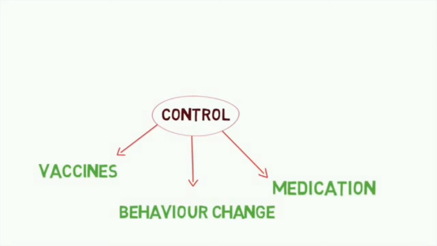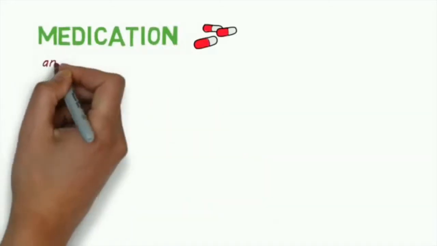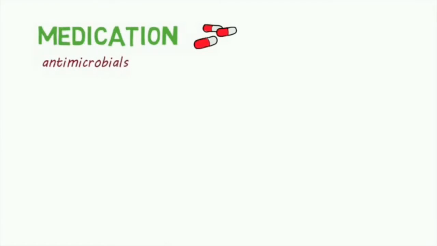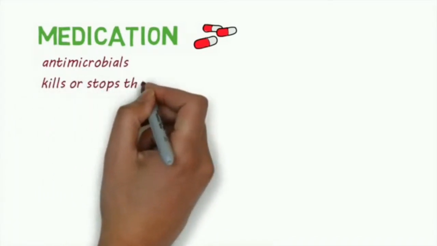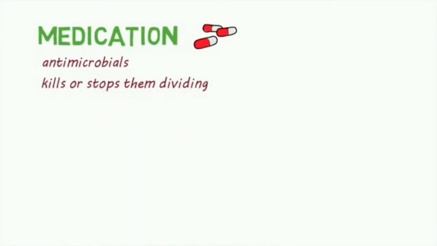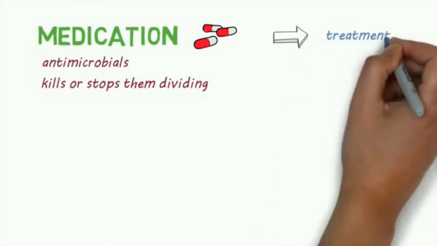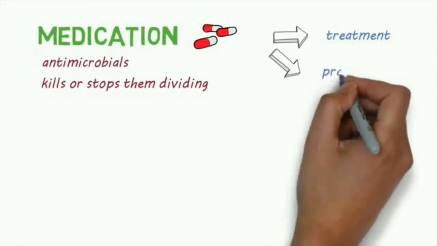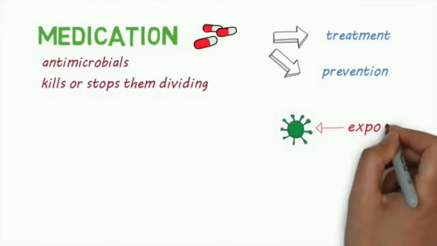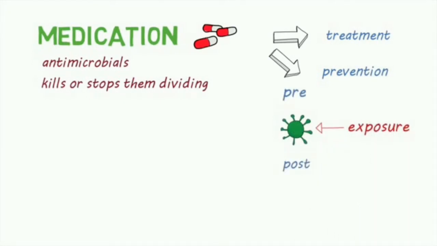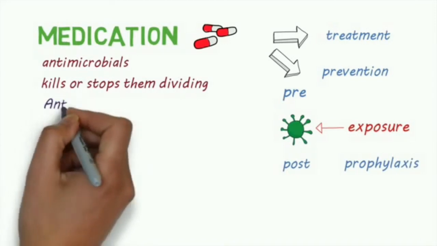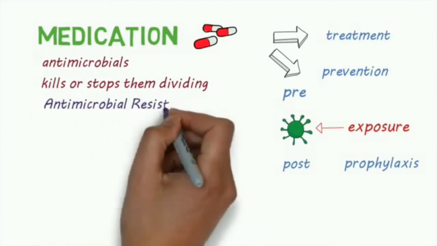Medication has been one of the mainstays of managing infectious diseases. Antimicrobial medication works by either killing the microorganisms or inhibiting their replication. They're not only used in treating diseases, but in some situations can also be used to prevent infections before or after being exposed to a disease. This is called pre- and post-exposure prophylaxis.